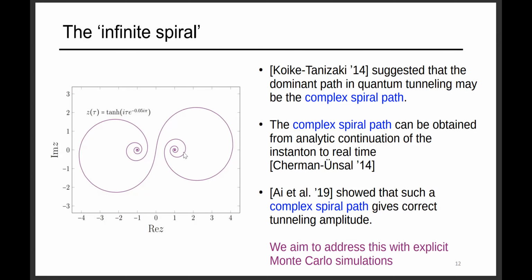And this is what such a complex spiral path looks like. So we have a particle sitting at one of the vacua. It then spirals infinitely, and then it crosses the barrier and it spirals in the opposite direction into the other vacuum. And this is such a peculiar trajectory. However, it was shown by Ai et al. in 2019 that this complex spiral path actually gives a correct tunneling amplitude. So curiously, we want to try to perform the simulation and check this explicitly with Monte Carlo simulation in this work.